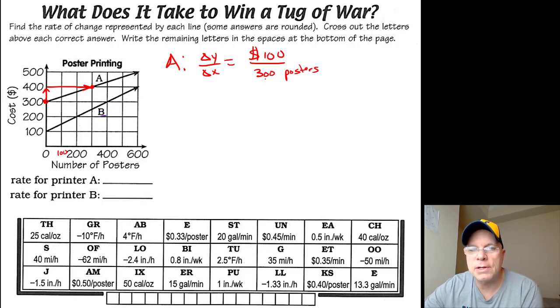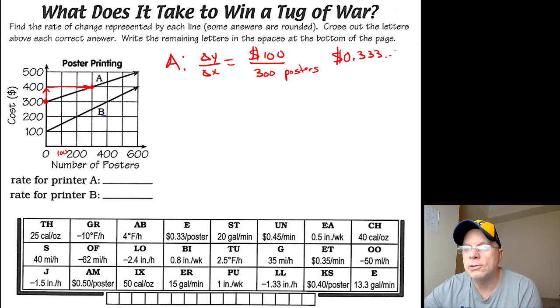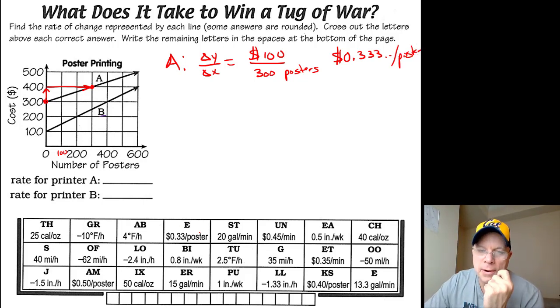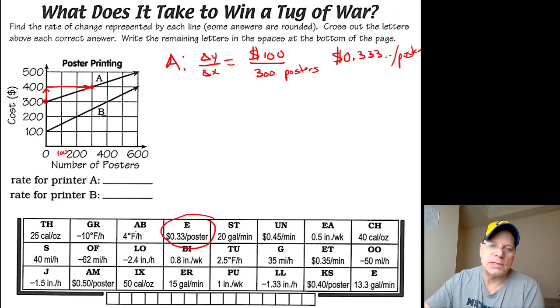100 divided by 300 is 1/3. So 1/3 as a decimal is 0.3 repeating. $0.333333 per poster. There it is right there. They rounded to the nearest hundredth. 33 cents per poster.